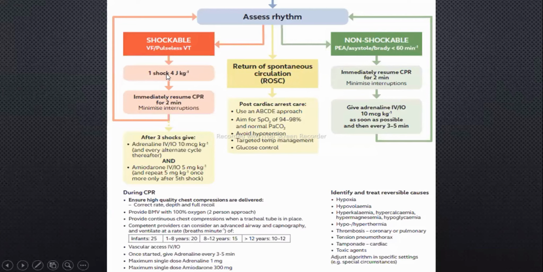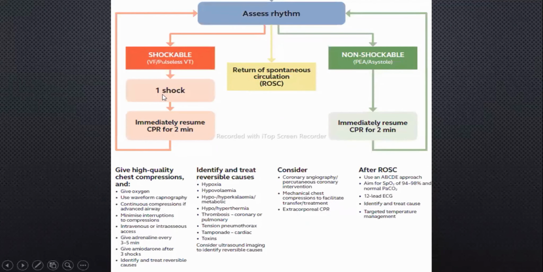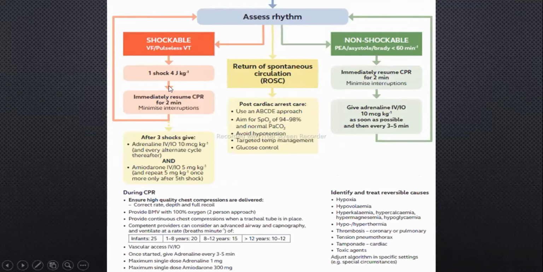So here, the first shock will be 4 joule per kilogram. In adult, you can give the shock, it will be 150 or 200 by physic. But in pediatric, the first shock is 4 joule per kilogram. Okay.